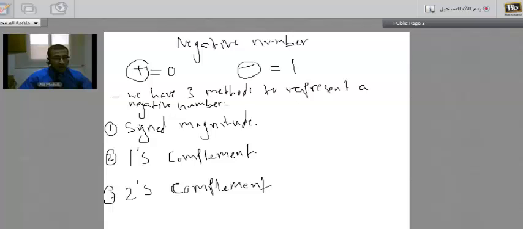For example, I'll just have one here. If we have the number 5, plus 5, it is represented. Now, I'm going to open the chat. Can you tell me what is 5 in binary? You should all know this by now. What is 5 in binary?